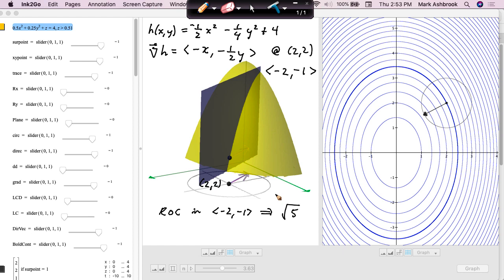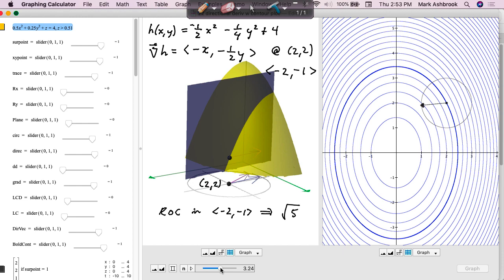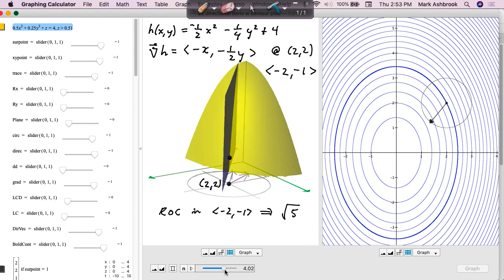As soon as I change directions a little bit, that's not going up as fast. It's still going up pretty fast, but not as fast as radical 5. Same with over here. Still going up, but at a lesser rate than radical 5.